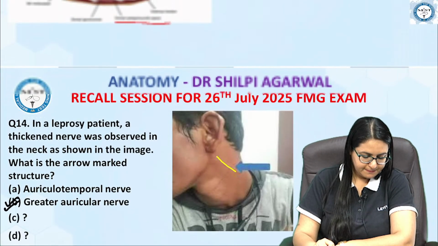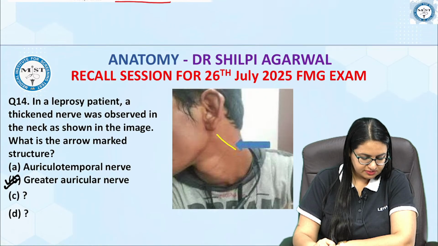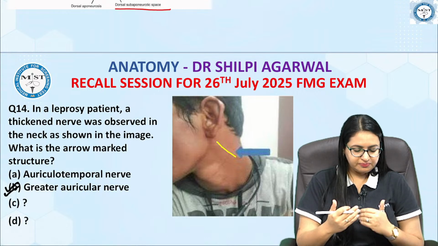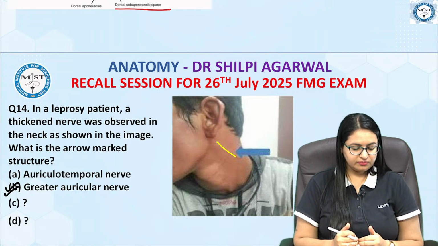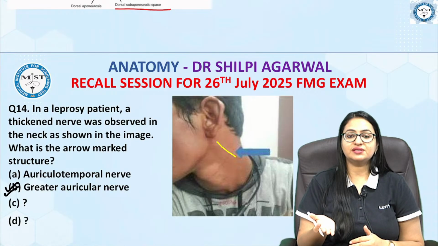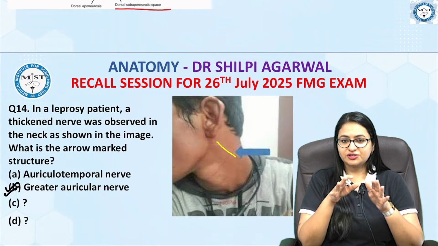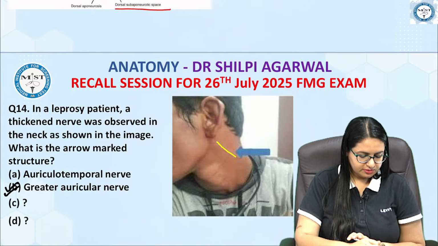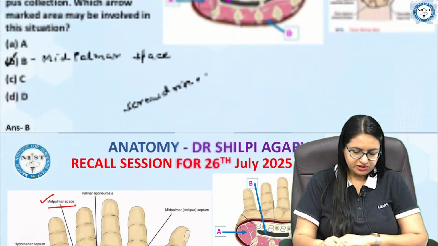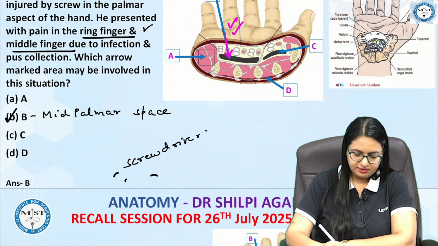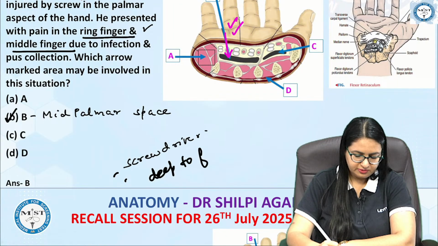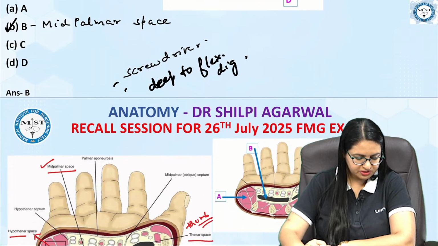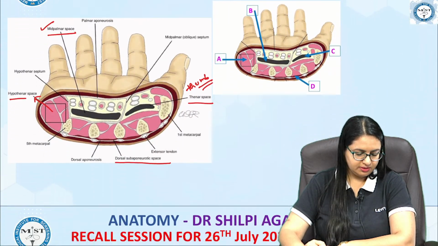The mid palmar space was the answer. Even if it is written pus deep to flexor digitorum, the answer will remain the same, because the mid palmar space is actually present deep to the flexor digitorum tendon. They have written deep to flexor digitorum. Even then, the answer will remain the same. Yes, the pus was deeper.